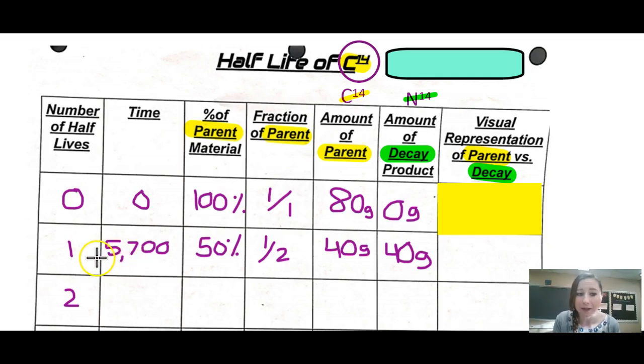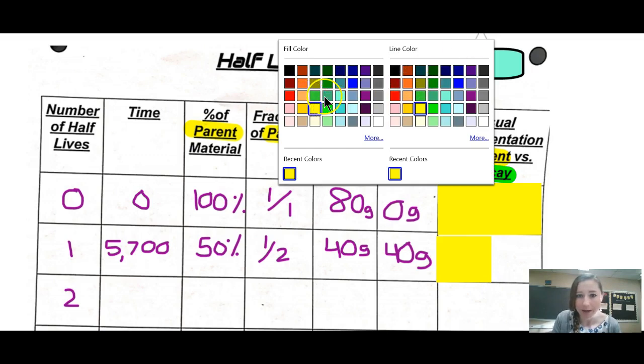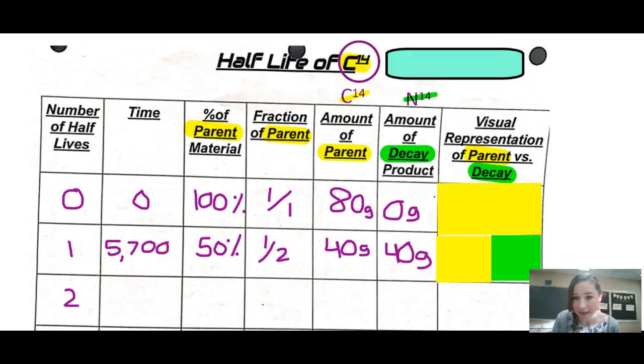After one half-life, that means that one half of the carbon-14 is left and the other half has become the decay product. So I'm going to shade in half of my box with yellow for the parent product and the other half with green to indicate that half of it now has decayed into nitrogen.